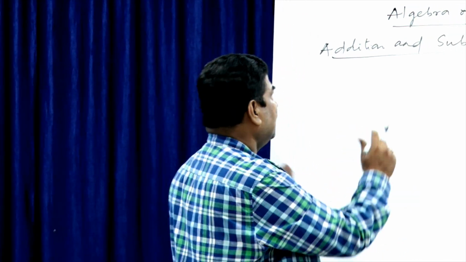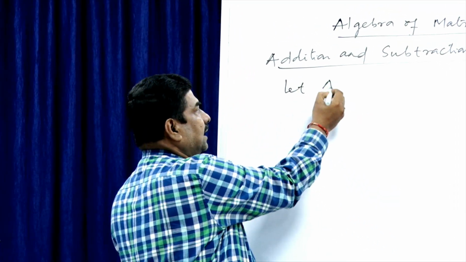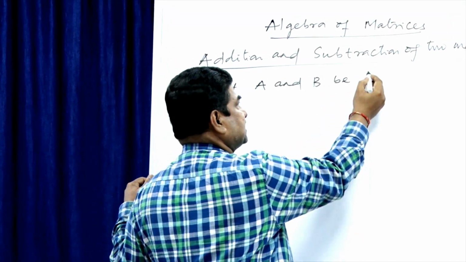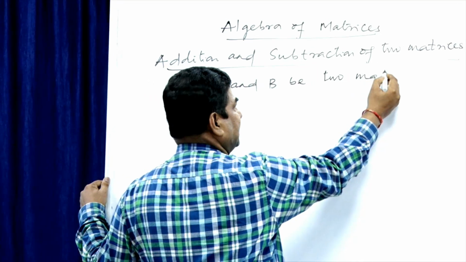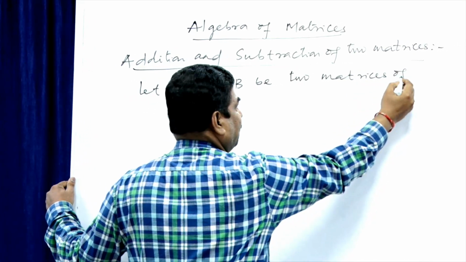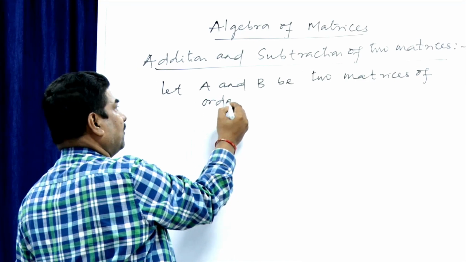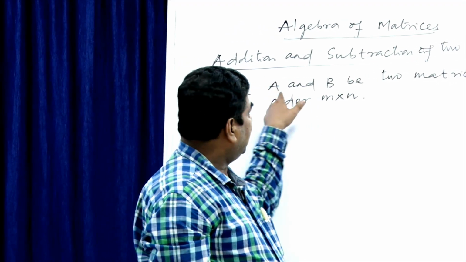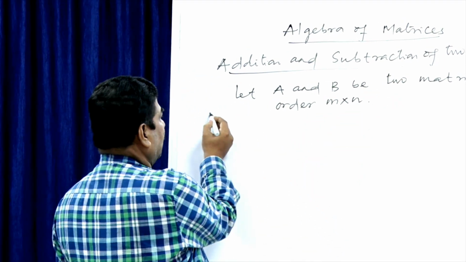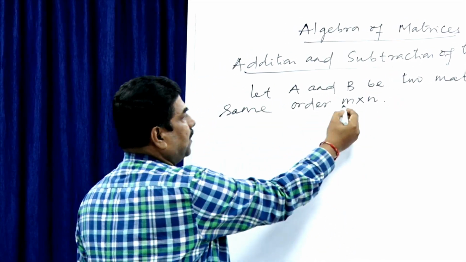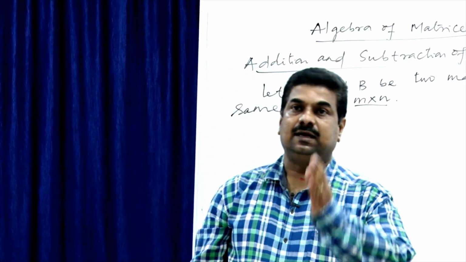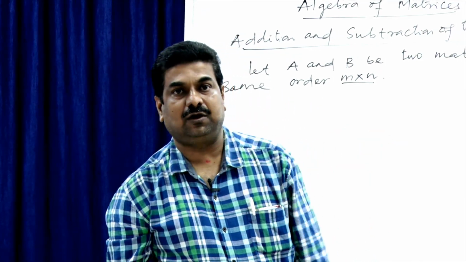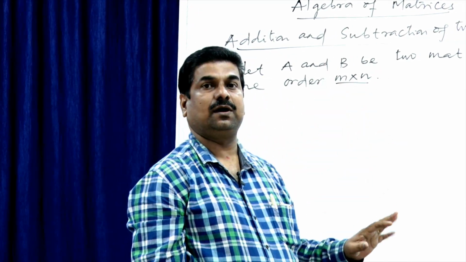The first one is, let A and B be two matrices of order m by n. Listen dear, A and B are two matrices of the same order m by n. Dear student, here you see both A and B are of the same order.